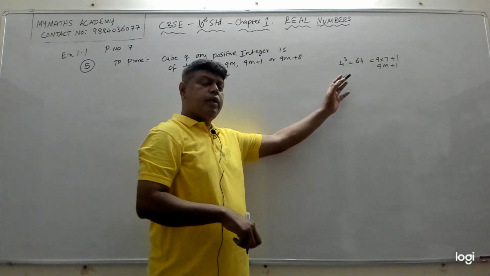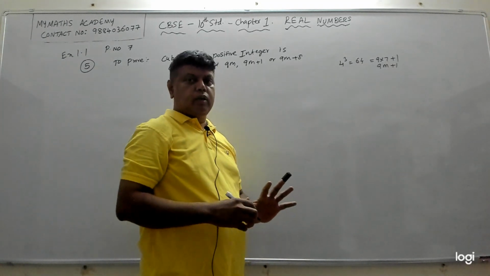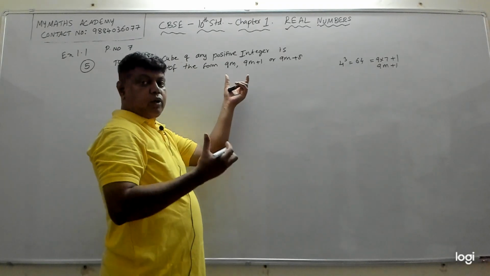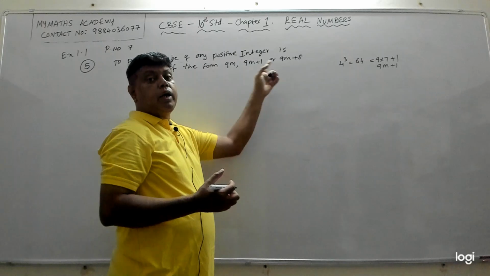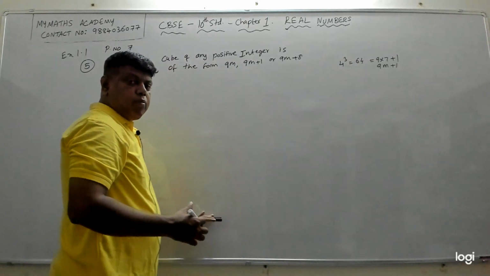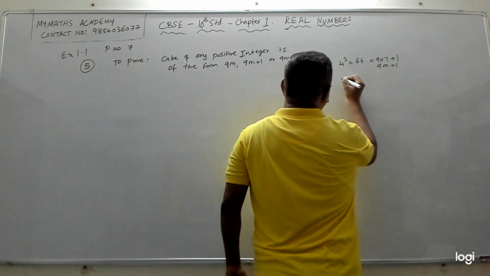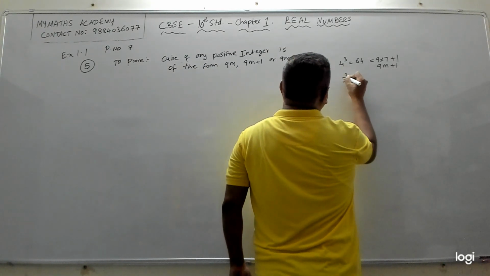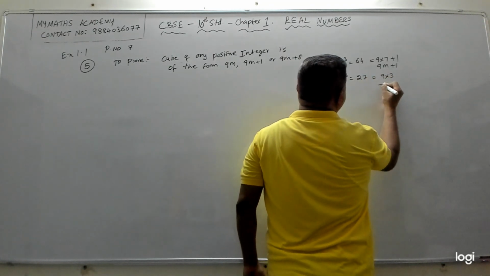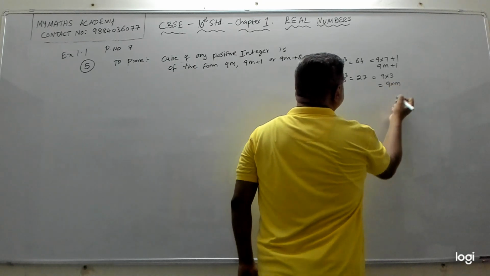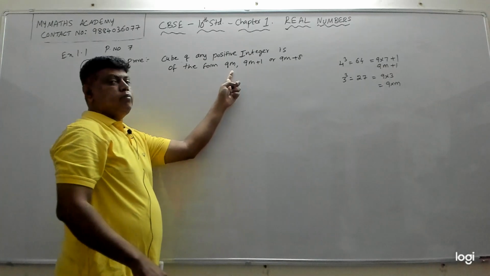So which means you take any positive integer and if you cube that number, then you can write the cube of that positive number in any one of these three forms, 9m or 9m plus 1 or 9m plus 8. That we have to prove in this problem. You take any other number, let's take 3 cube. 3 cube is 27. 27 can be written as 9 times 3, which is of the form 9m. So it is in the form of 9m.